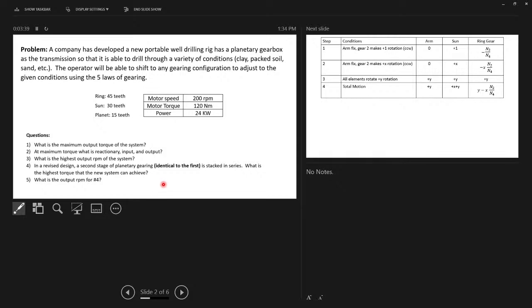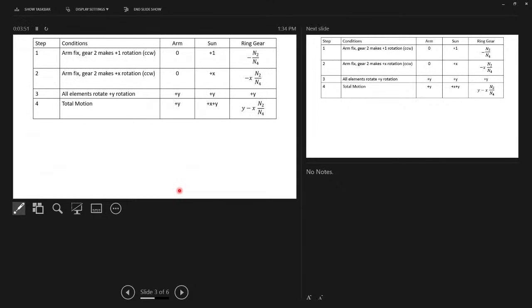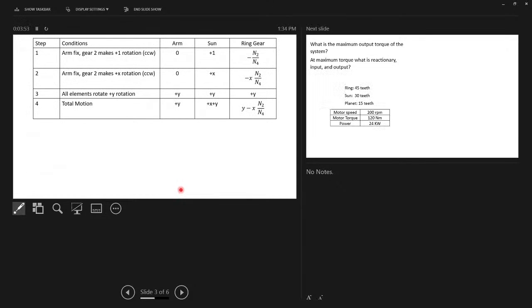All right, so we got our 5 questions. Let's go through this. And keep in mind we're using the tabular method of planetary gearing. If you remember, in a couple other videos for those who are watching, and if you're in my class, we've gone through this several times, what the planetary gearing system is. Again, the first step in developing this table is with the arm fixed.